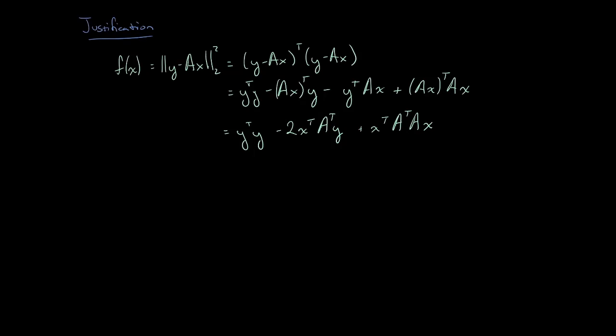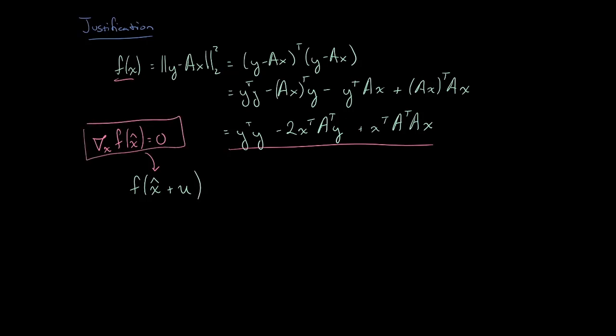Now, remember what we're trying to do here. We're trying to show that the x hat we found earlier is the minimum of this objective function f(x). So suppose we look at f(x hat), where x hat is a vector such that the gradient evaluated at x hat is equal to 0, and then we consider a small perturbation u. What we want to show is that if this is true, then x hat must be a minimum, which means that f(x hat plus u) must be greater than f(x hat) for any possible u. So if we can show that the condition that the gradient equals 0 implies this inequality, then we've shown that this condition implies that x hat is a minimum.